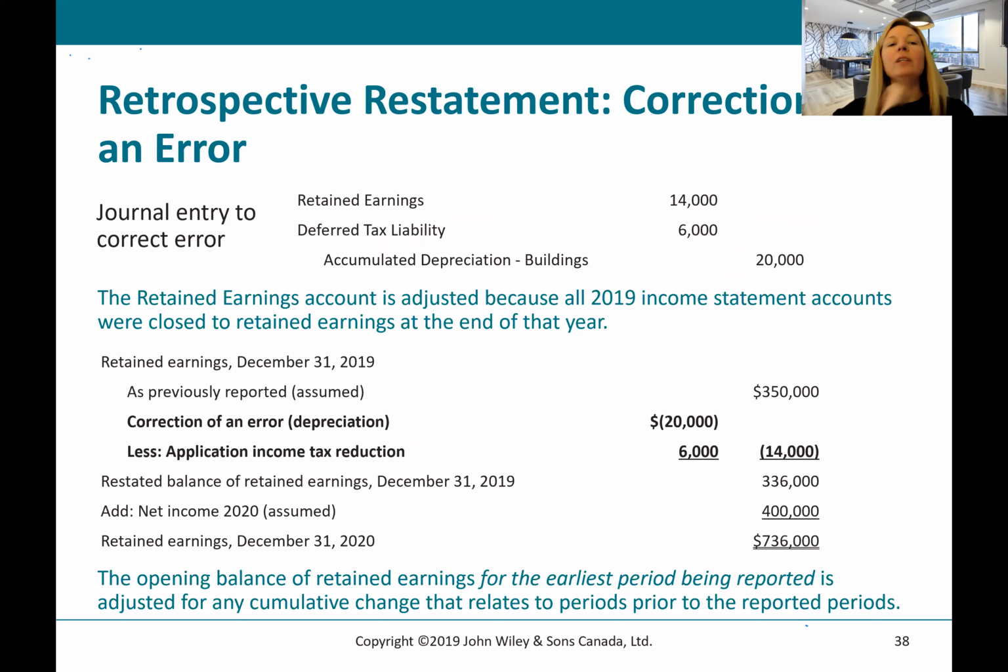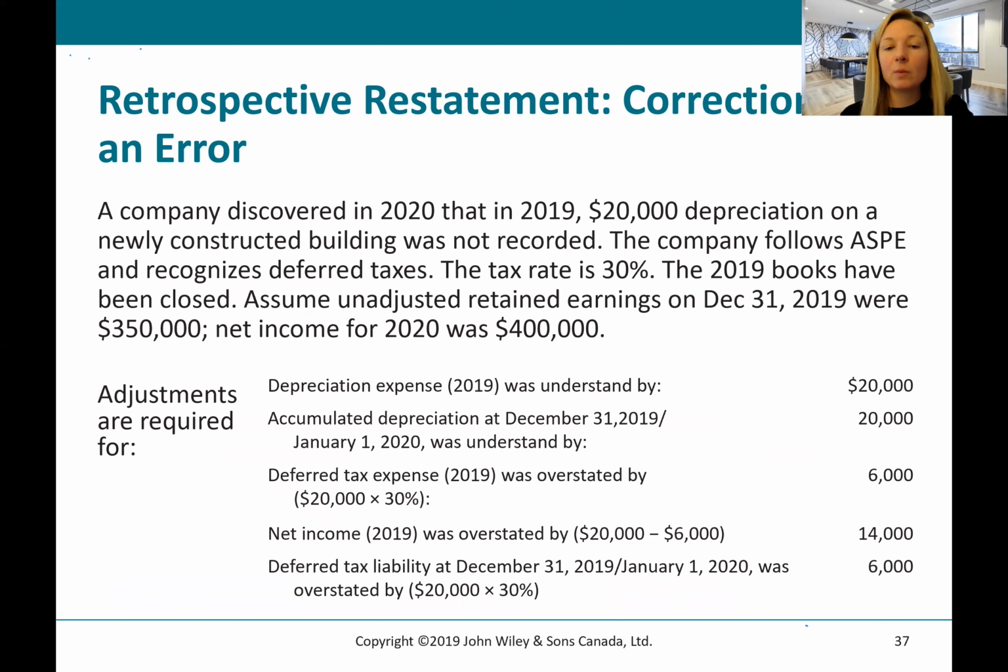So the journal entry to correct the error is going to be, let's start with debit deferred tax liability. So we're decreasing our tax liability because it was overstated. Remember, it's overstated, so we need to bring it down. So debiting a deferred tax liability decreases it. So we're going to decrease the deferred tax liability by $6,000.